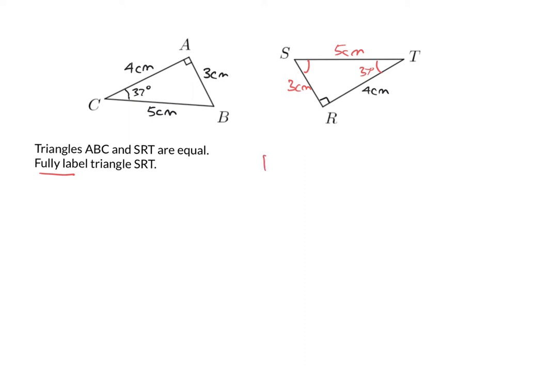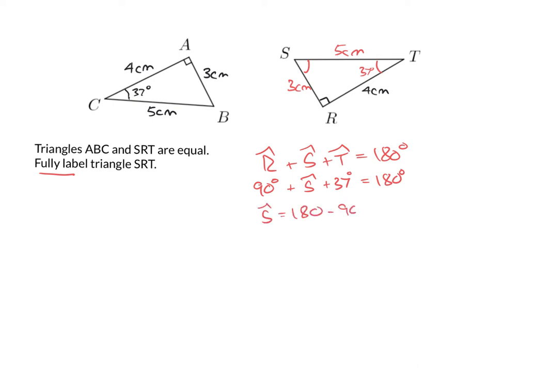We've got angle R plus angle S plus angle T will be equal to 180 degrees. Angle R we know is 90. Angle S we don't know. And angle T is 37. And they make 180 degrees. So angle S is going to be 180 subtract 90, subtract 37. And if I do that, I'm going to end up with the answer, I think, of 53 degrees.